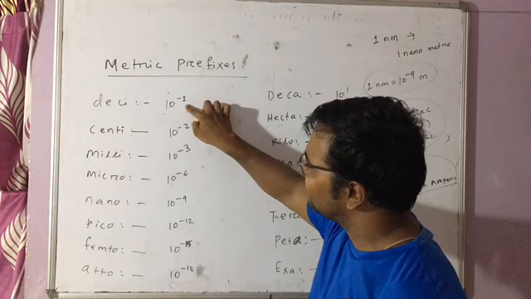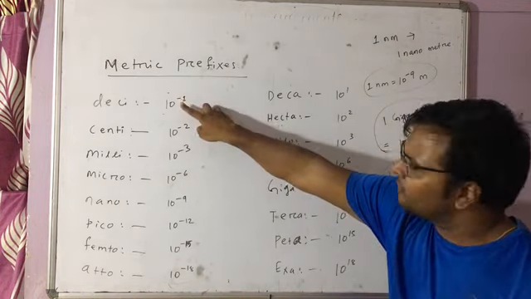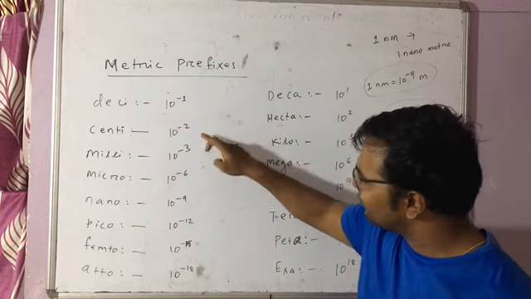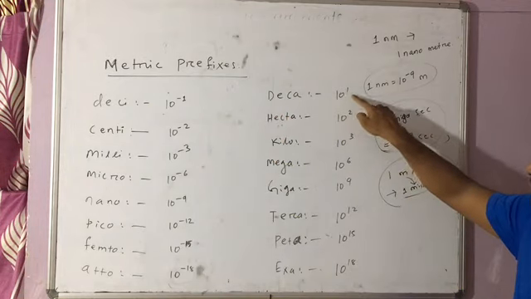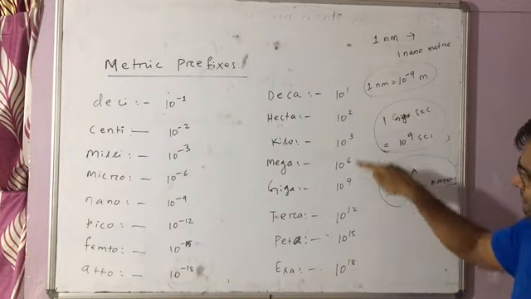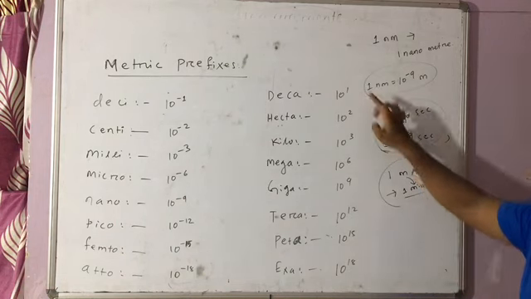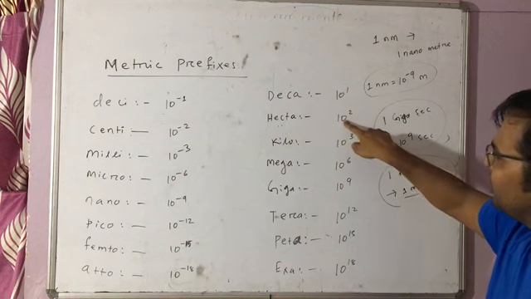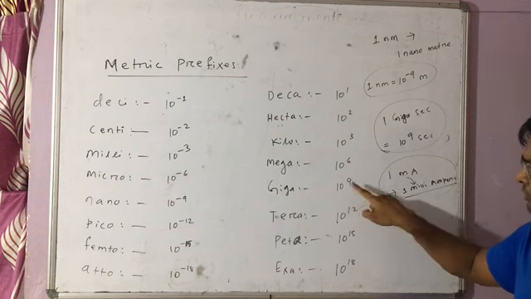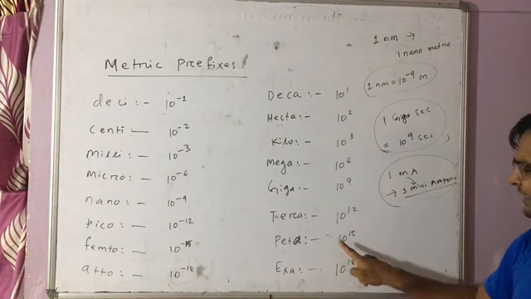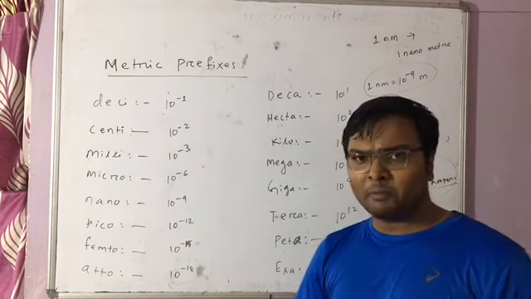So this is -1, meaning 1/10. Here 1/10, 1/100, 1/1000, just like that. Here deca is 10 to the power 1. There it is negative, and here it is positive. The same values, but the powers are positive. 10 to the power 1 is deca, hecta is 10 to the power 2, kilo is 10 to the power 3, mega is 10 to the power 6, giga is 10 to the power 9, tera is 10 to the power 12, peta is 10 to the power 15, exa is 10 to the power 18.